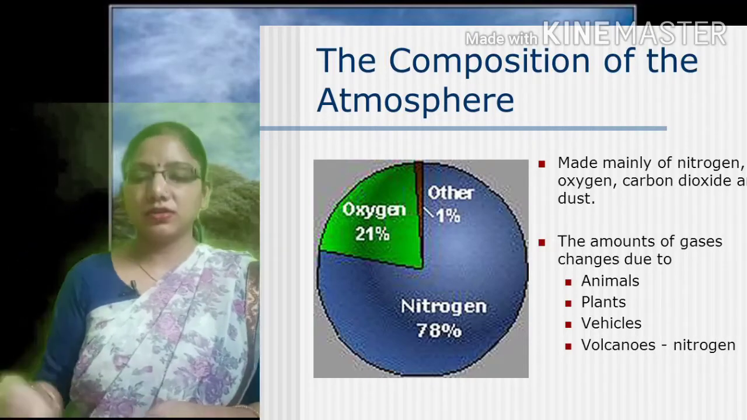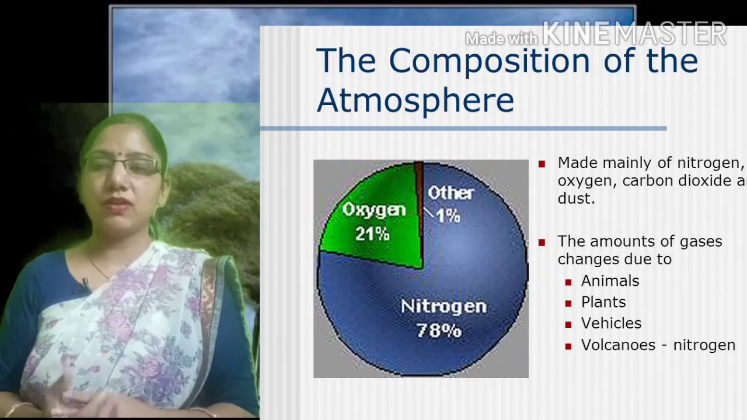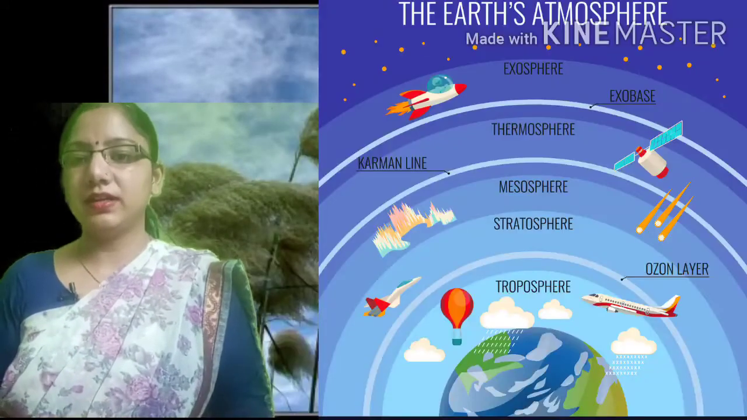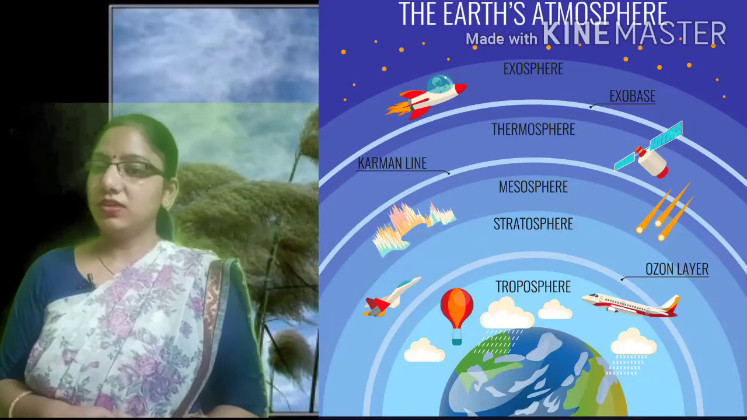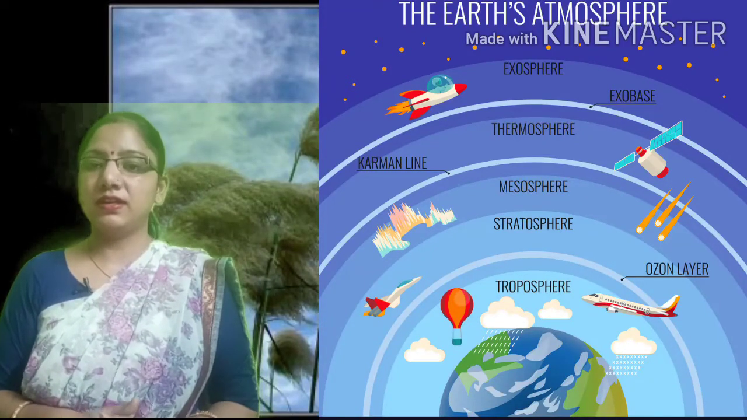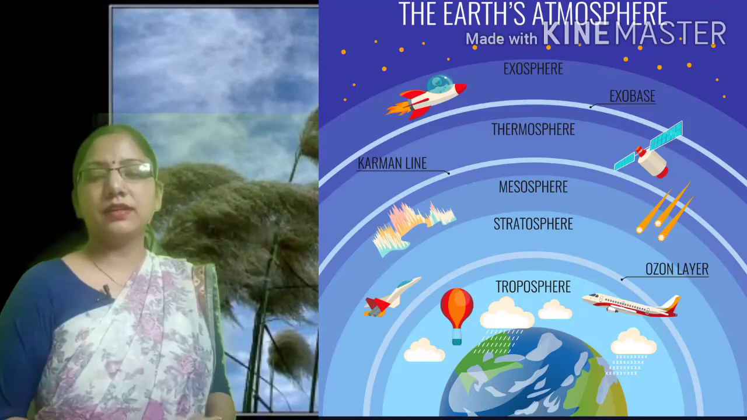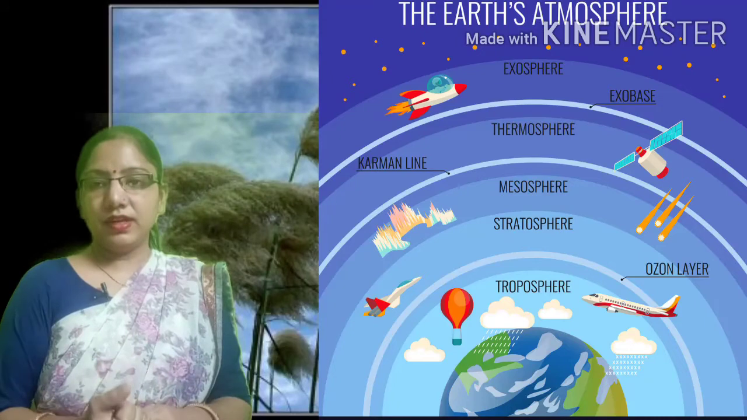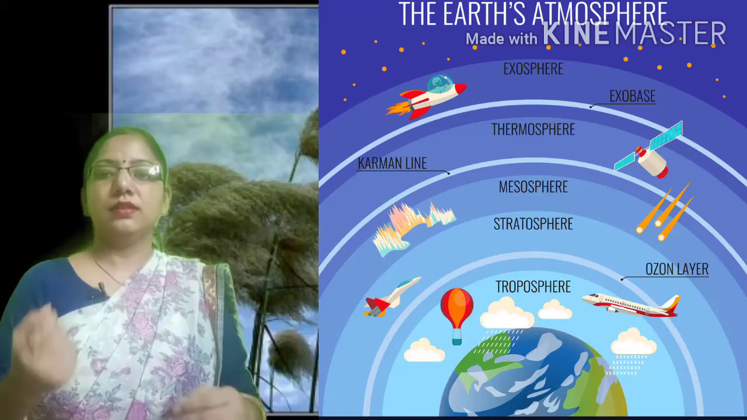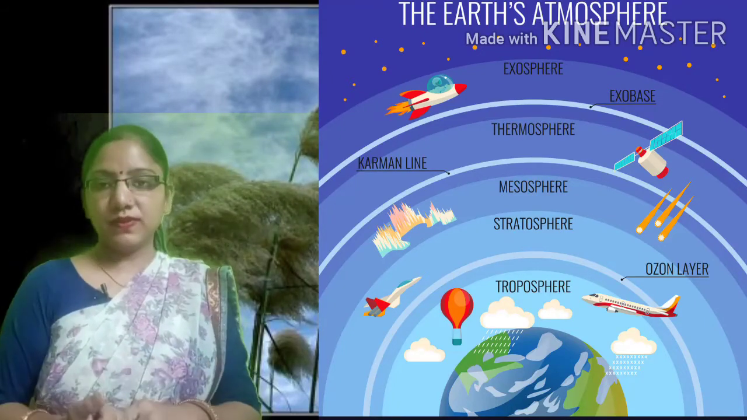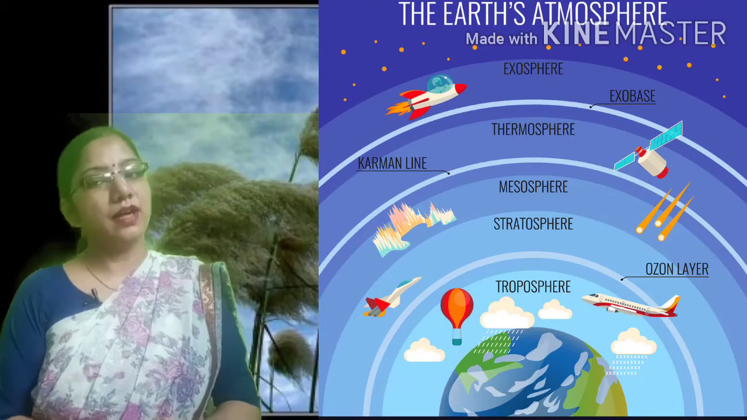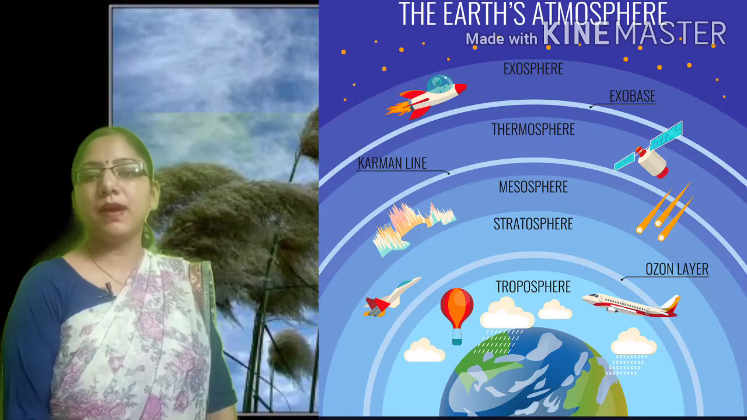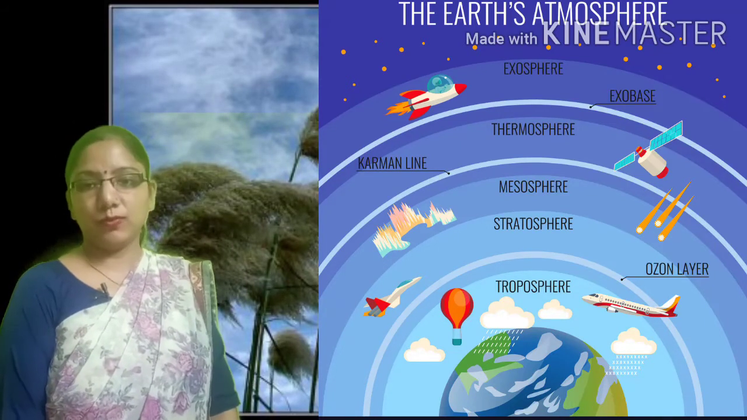Students, in our next topic, in the second part of our video, we will see the second part of this chapter, that is the structure of the atmosphere. In short, the atmosphere is divided into 5 major parts. These are the troposphere, stratosphere, then the mesosphere, then the thermosphere, and at last the exosphere, which is the outer part of our atmosphere, and the inner part of our atmosphere is the troposphere.